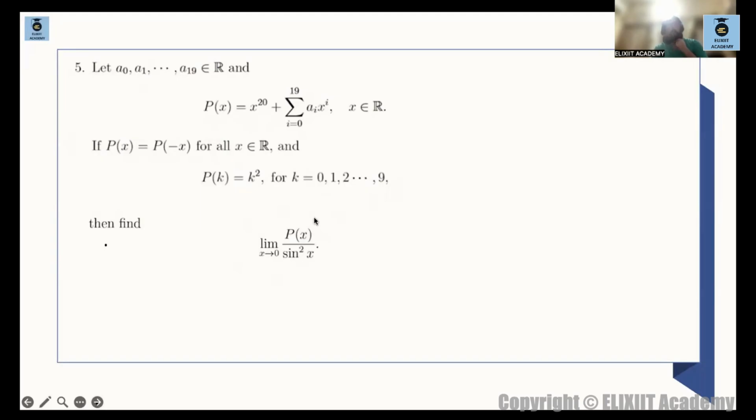We have to find this limit actually. So forget about this limit. The main question is you have to figure out this polynomial P(x), because the limit is very easy. Once you figure out the polynomial P(x), you're done. So using these conditions, you need to figure out the polynomial P(x).